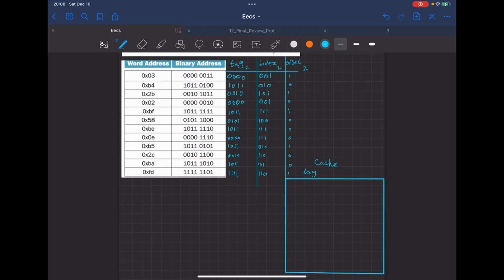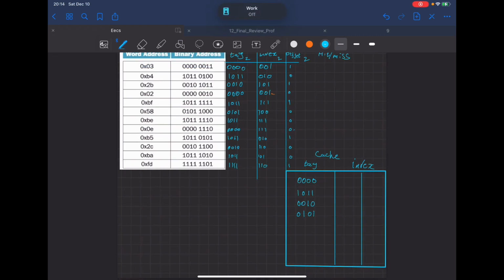And we're going to have our index. Now, why am I only writing tag and index? Well, because to the cache, that's what's important. And the offset, right, that I spelled wrong, offset, the offset is for choosing one of the 2 words inside that index, okay? So the cache essentially really only cares about the tag and the index.